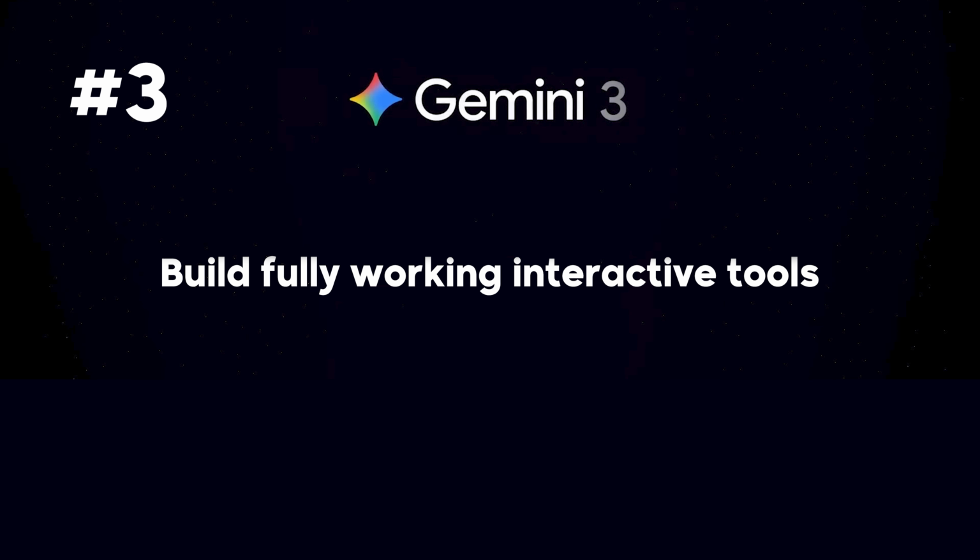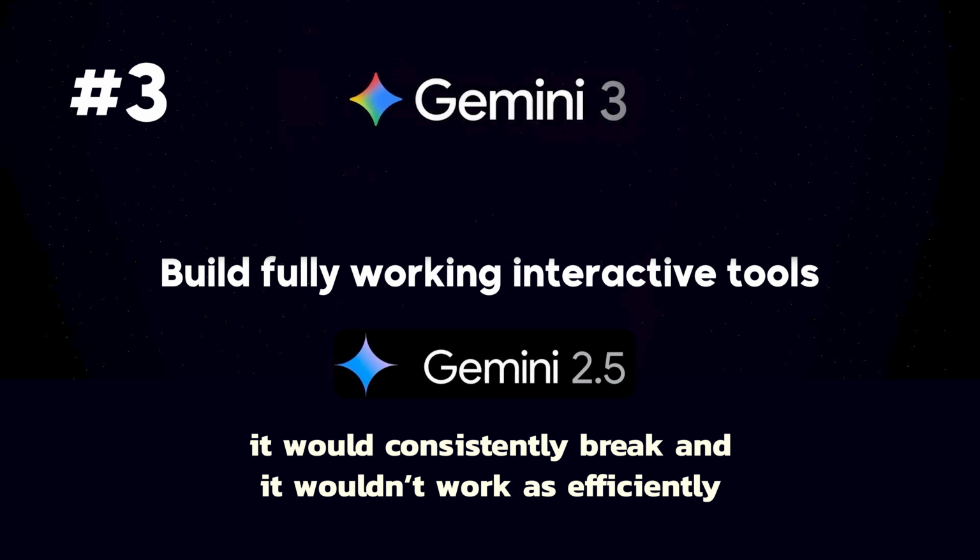But moving on to the third upgrade, which is the fact that Gemini 3.0 is now strong enough to build fully working interactive tools that can be embedded onto websites or wherever you want to put them on the internet. This is something that 2.5 could do, but it would consistently break and it wouldn't work as efficiently. And again, this might sound a little bit confusing, and I think it'll be better to show you what I mean than trying to explain it.